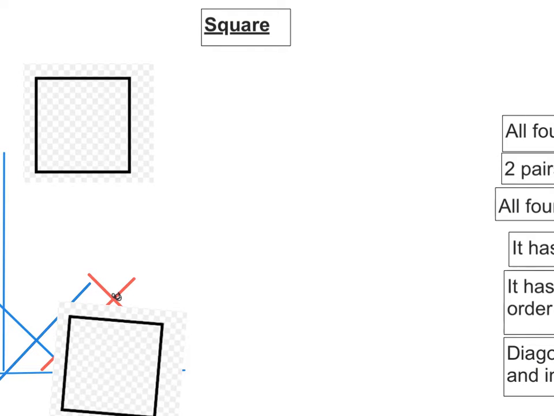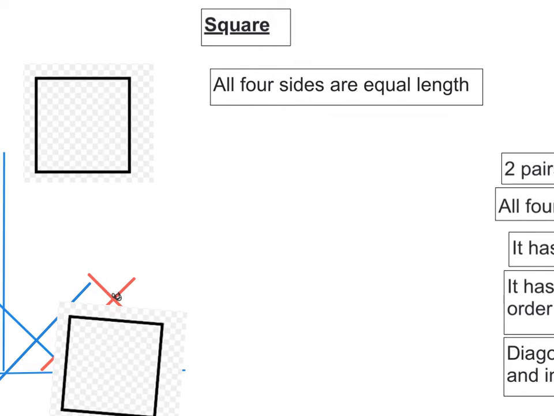In this video we're going to look at properties of a square. So the first thing really to know is that all four sides are of equal length. We normally denote that with a line through them.